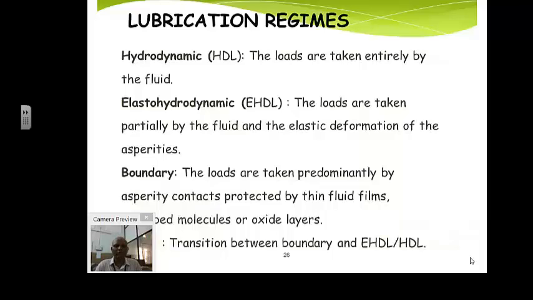In hydrodynamic lubrication, the loads are taken entirely by the fluid. In elasto-hydrodynamic lubrication, the loads are taken partially by the fluid and the elastic deformation of the asperities. Whereas in boundary lubrication, the loads are taken predominantly by the asperity contacts protected by thin fluid films, and they are of the order of few nanometers. And a mixed lubrication is one in which there is a transition between boundary lubrication and elasto-hydrodynamic or hydrodynamic lubrication.